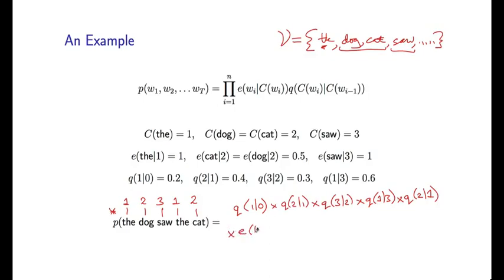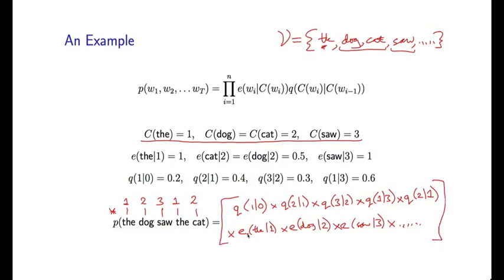And then I have E of the given 1 times E of dog given 2 times E of saw given 3, and so on and so on. One emission term for each of these words. So again, very similar to the calculations we see for HMMs. The only wrinkle here really is that we have this function C that maps a word to a deterministic choice of underlying state. And so to calculate this probability, we'll first look up for each word which cluster it falls into, and then calculate the probability of this sentence as the product of Q and E terms.